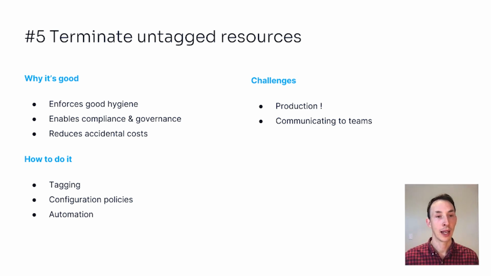The challenges, of course, are production. You'd be very careful about doing this in production, and so obviously I would suggest starting this in a non-production environment. And then communicating with teams, so they know how to tag things properly, what's going to happen if they don't tag it properly, potentially sending them a notification to say that the server has been either shut down or taken out of the pool or terminated. These are strategies you can use to communicate more effectively to teams.